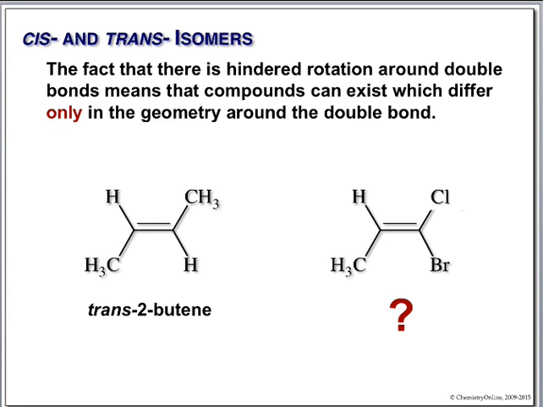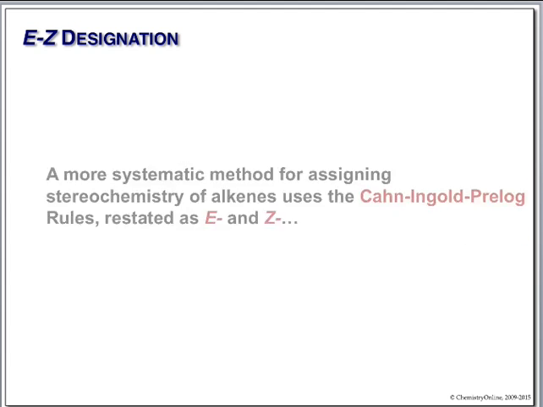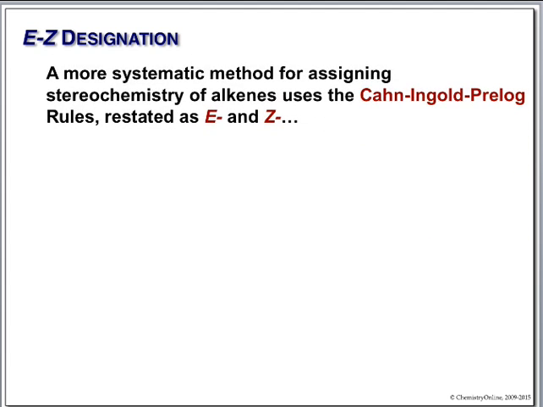So we are going to get to repurpose something that you already know. Isn't that good? You already understand this perfectly. And we're going to get to use the same set of rules again. This is the Cahn-Ingold-Prelog rules. But instead of for R and S, we're going to do it for E and Z.